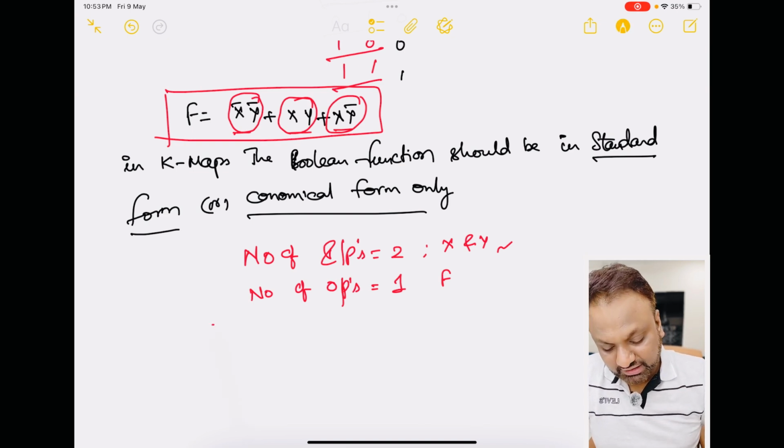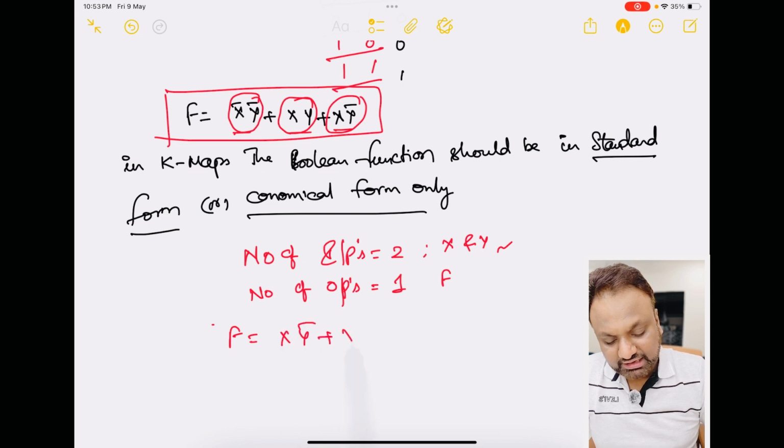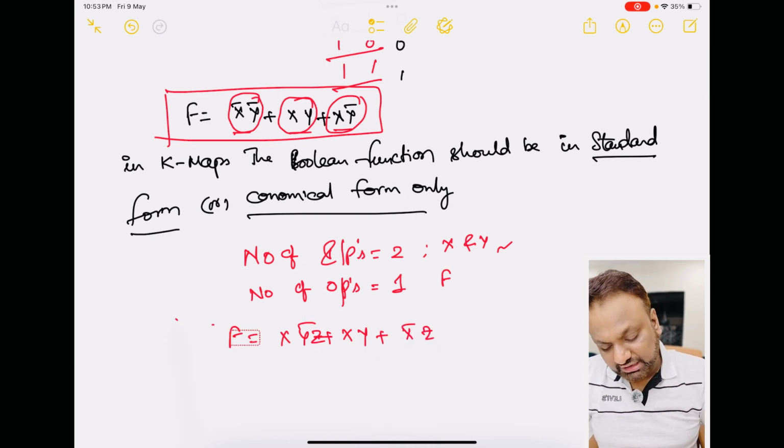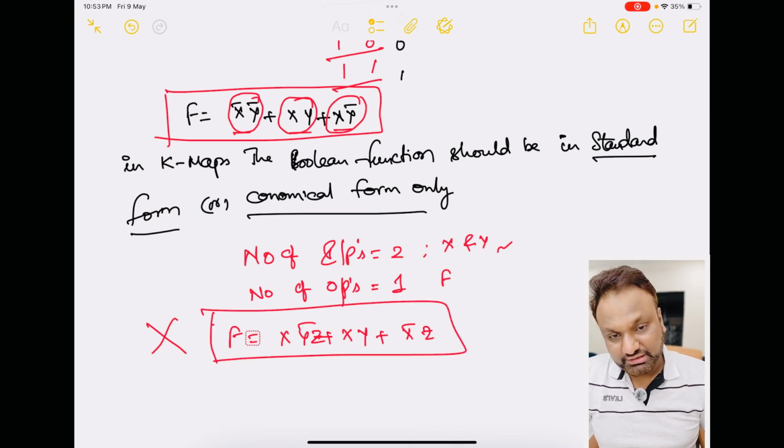Suppose I have an equation like this: f is equal to x y bar plus x y bar z plus xy plus x bar z. So this is not in canonical form, not a standard Boolean function. This is only a Boolean function, it is not in standard form or canonical form.